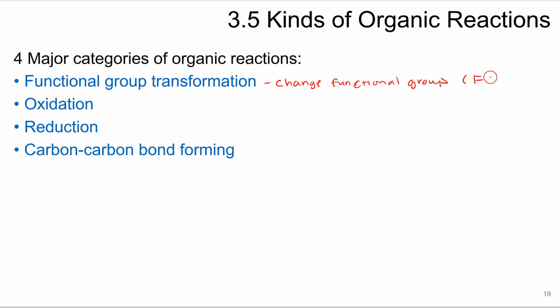We also abbreviate this as FGT. For an example, if you're changing an alkene to an alcohol, that's going to be a functional group change. There's also oxidations. So the oil rig analogy that you may have used in general chemistry, that applied to electrons. In this class, it'll apply to hydrogens. So oxidation is loss of hydrogen or addition of oxygen.